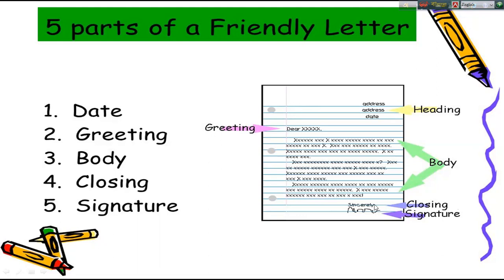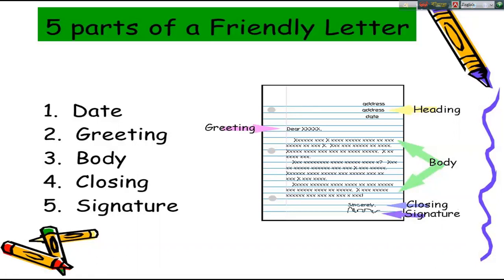That means you are closing your letter here by writing, for example, your affectionate son or daughter, if you write to your father or mother, or you can write your ever loving son or daughter. Then if you write to your friend, in that case, you can write yours loving friend or your friend, like that. That is called closing.